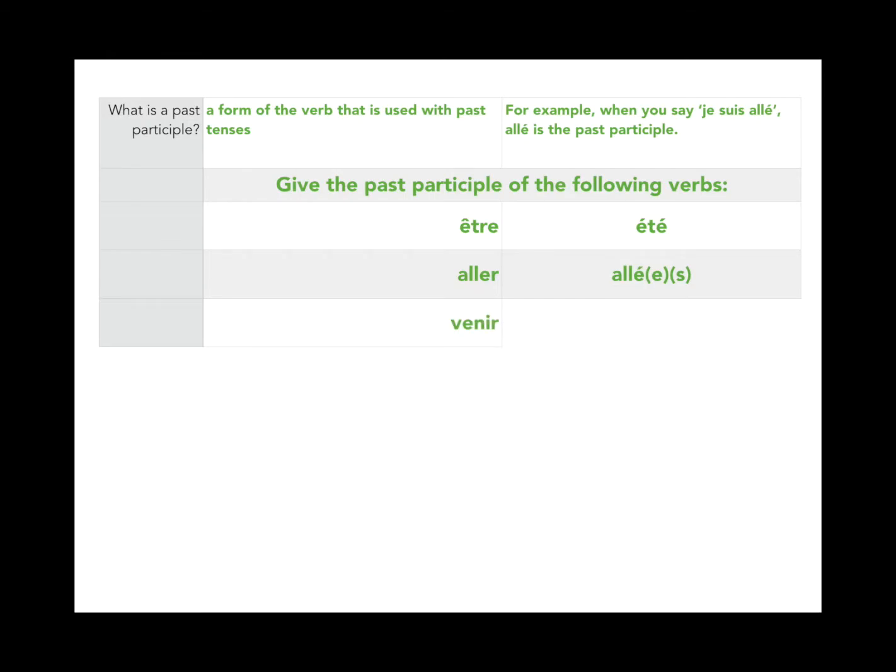The next verb is venir, and it is a lot like aller in the fact that it has to agree with its subject. So there's an optional E for feminine subjects and an optional S for plural subjects. Faire has the past participle fait. Avoir has the past participle eu.